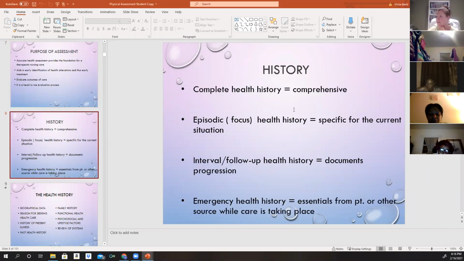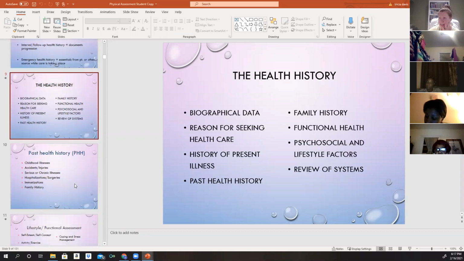So this is just a little follow-up of what we said before. Another name for that focused assessment, you might hear people say that it's episodic. So you'll hear those two used interchangeably. So when we're gathering that health history, we're looking at biographical data. We are looking for the reason that they're actually seeking health care. We want to know their chief complaint. So this is the current reason why they're seeking care.